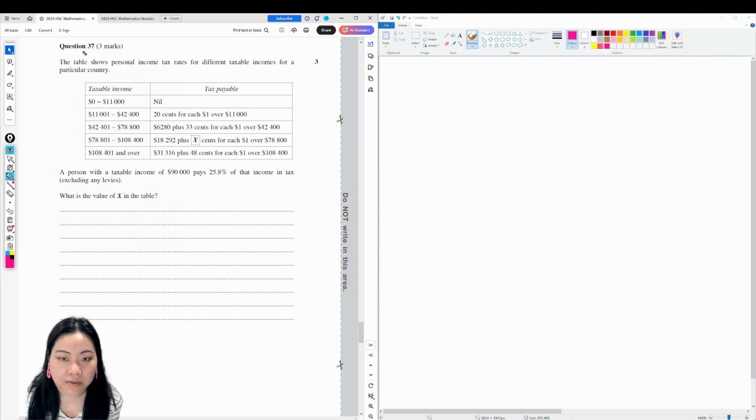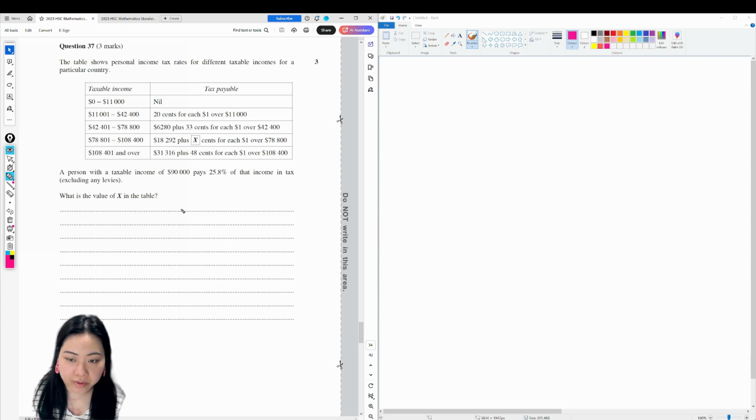Question 37, 3 marks. Second last question, I believe. Alright, we're up to the second last question. The table, question 37, 3 marks. The table shows personal income tax rates for different taxable incomes for a particular country. A person with a taxable income of $90,000 pays 25.8% of that income in tax, excluding any levies. What is the value of X in the table?